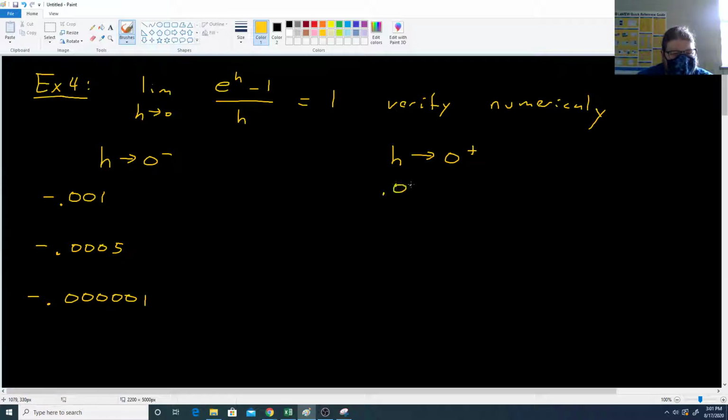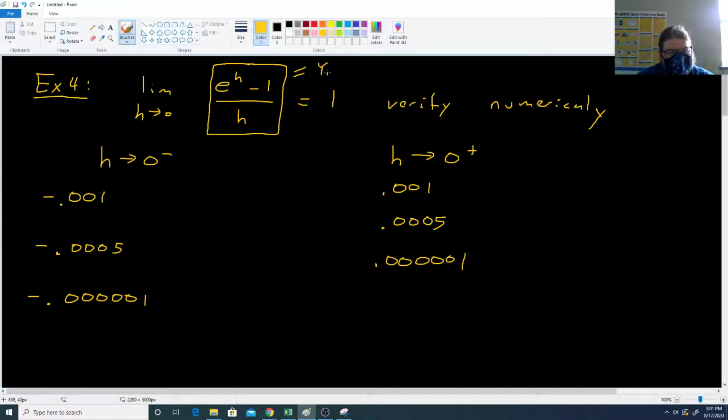And when I approach 0 from the right, I'll use the same numbers, but the positive values: 0.001, then 0.0005, then 0.000001. What I'll do is type this into my calculator as y1, and then use the table to generate these values. So I need e^h, where we're going to use x instead of h. So (e^x − 1)/x.